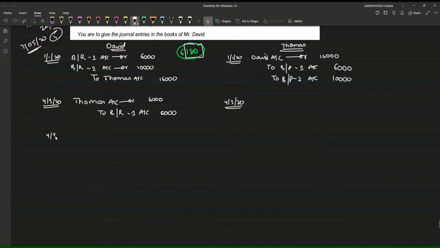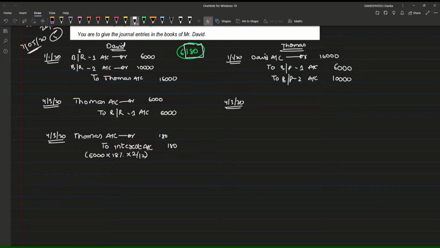On the same date interest is due, for which we write the entry. For this interest also Mr. Thomas is liable to us, so Thomas account debit to interest account. I'm going to show this calculation. 6,000 into 18% into 2 months, interest is also recoverable. So 180 rupees. By adding both these amounts, we are going to now draw the entry.